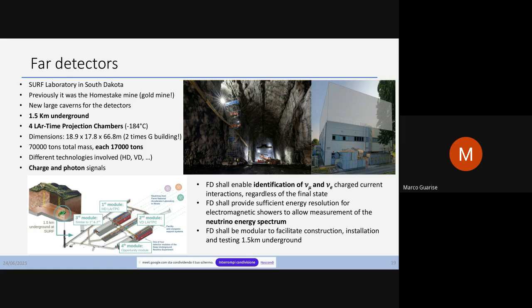And in the future also the other. These 2 modules will exploit 2 different technologies, as we will see in the next slide. The important part here is that with the far detector we should be able to identify precisely different flavors of neutrinos and precisely reconstruct also the neutrino energy.